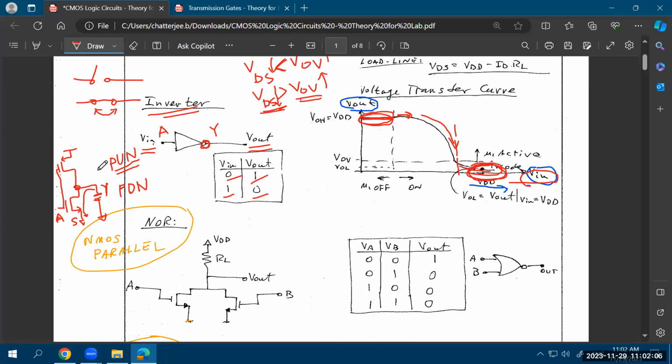Now, how does this work? Let's try to analyze it a little better. When A is equal to 0, what is happening to this circuit? The gates of both the PMOS and NMOS are equal to 0. The source of the PMOS is at 5 volts because it is connected to VDD.